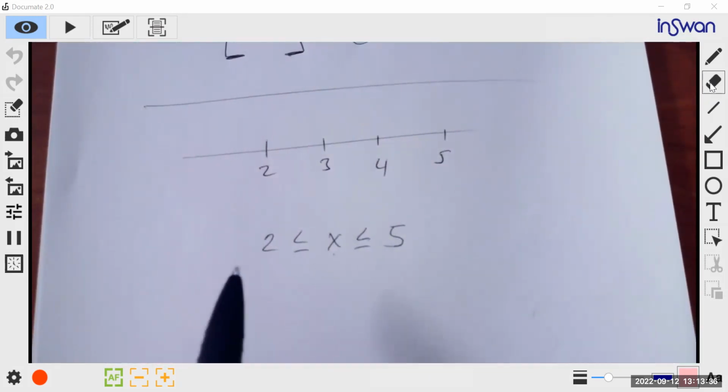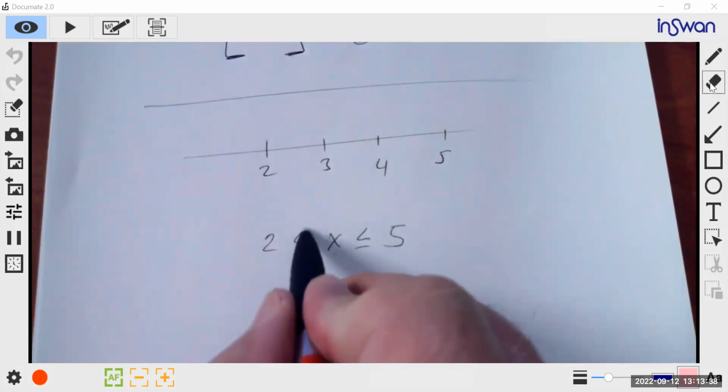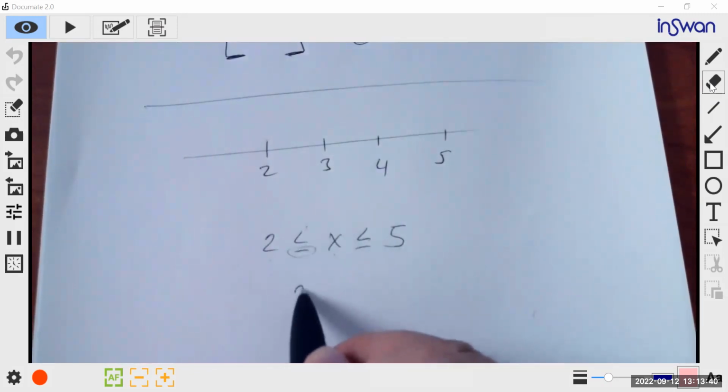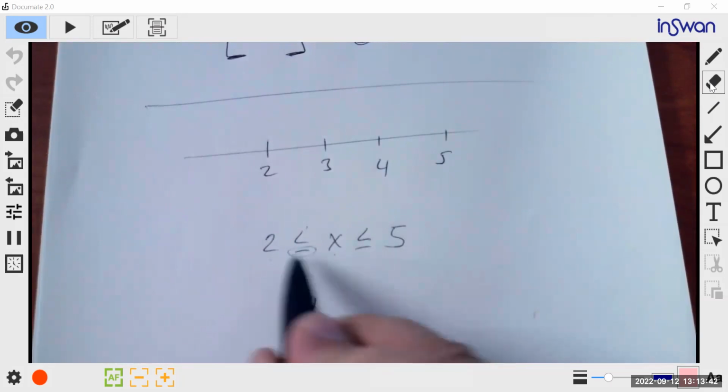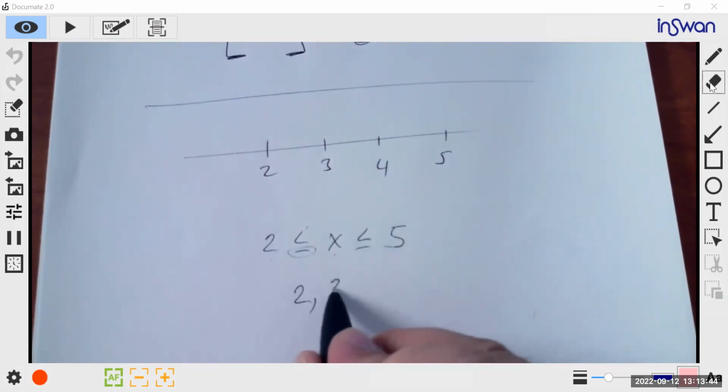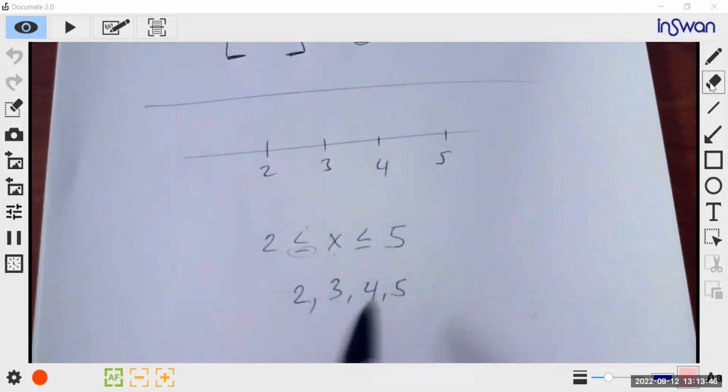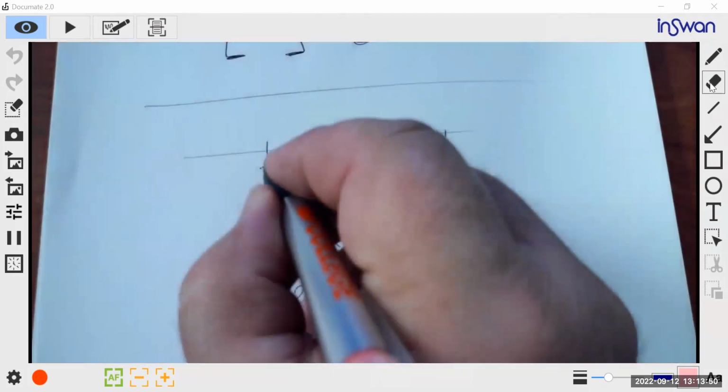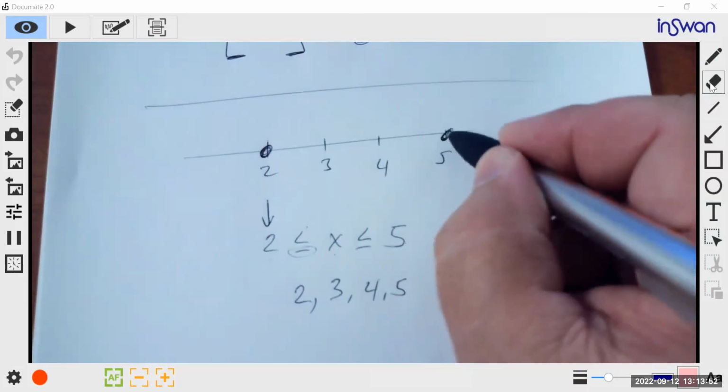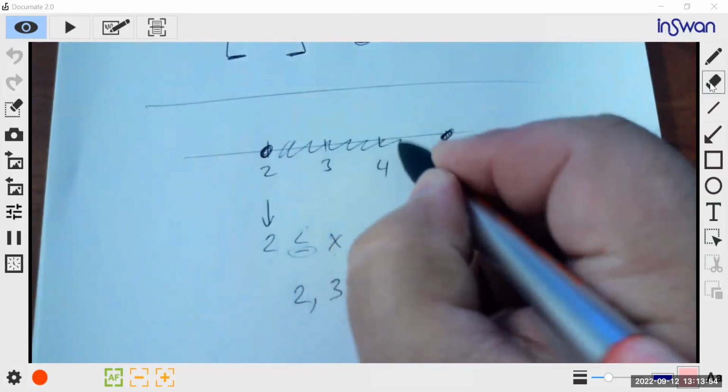Listen, what's the beginning of my list? I can start, because it's not going to equal 2, so I can start with 2. I go all the way from 2 to 5. That's my list. I begin at 2 and I end at 5. I can use anything between there.